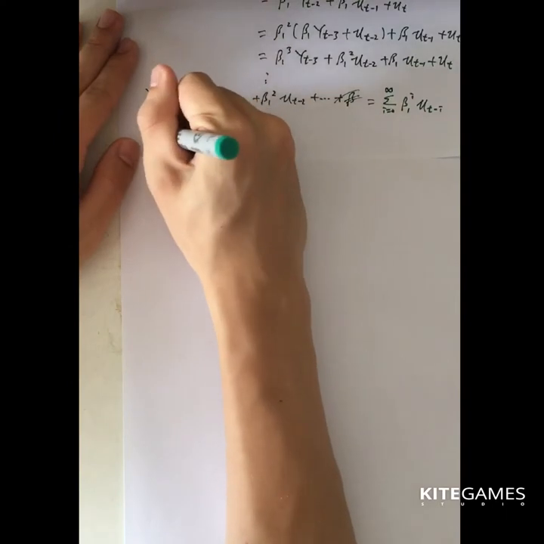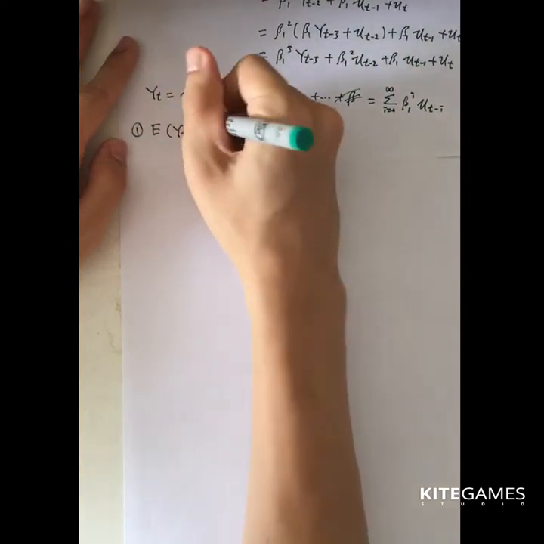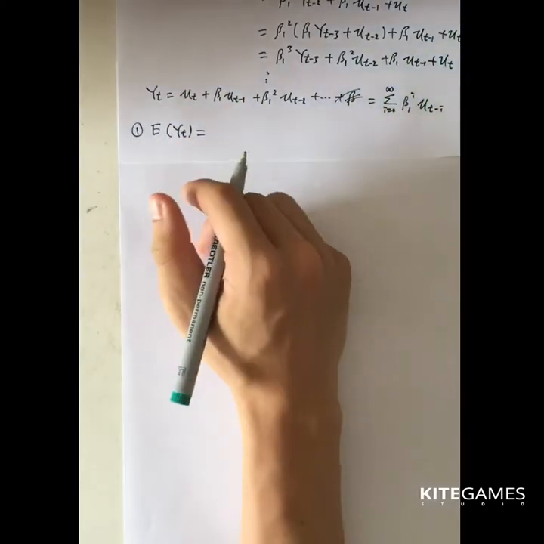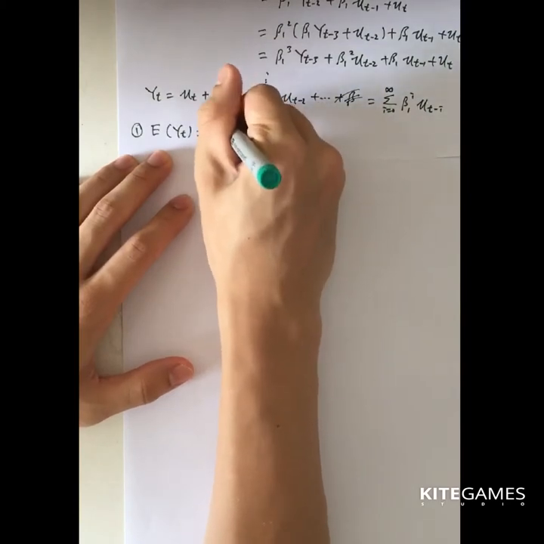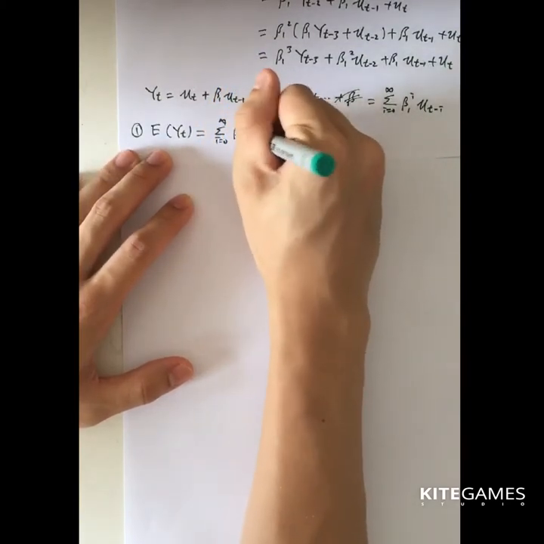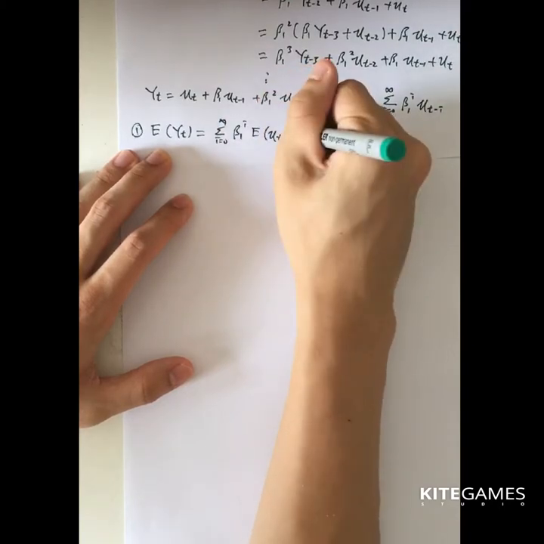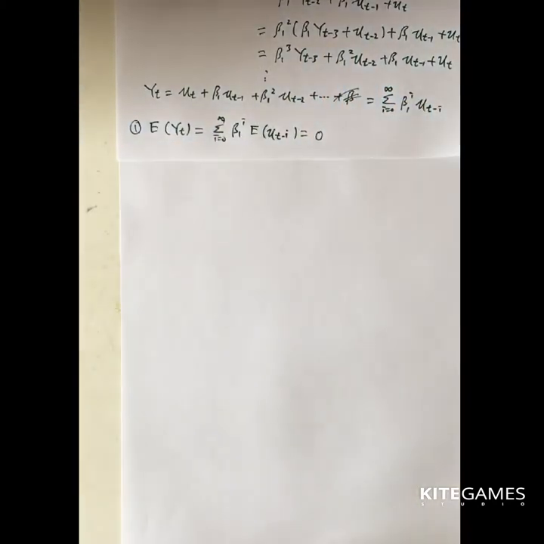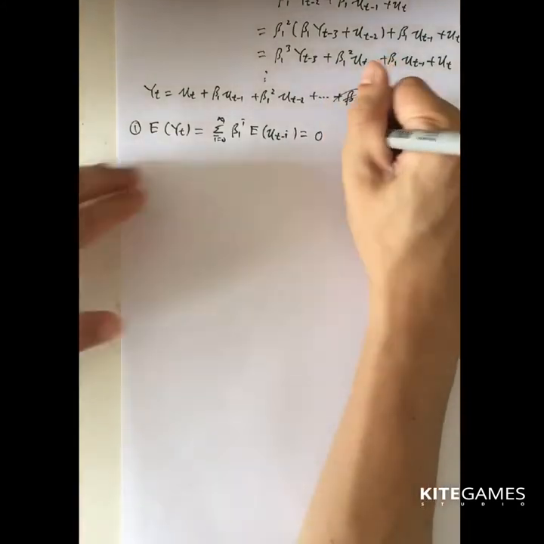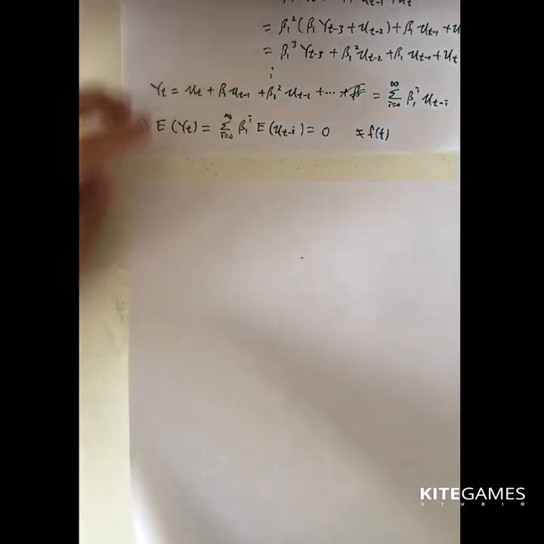First, the E(y_t). You take out the constant and the expected value of u_{t-i}, and this is equal to 0. So this is the first assumption in econometrics. So we can see this is not a function of t.